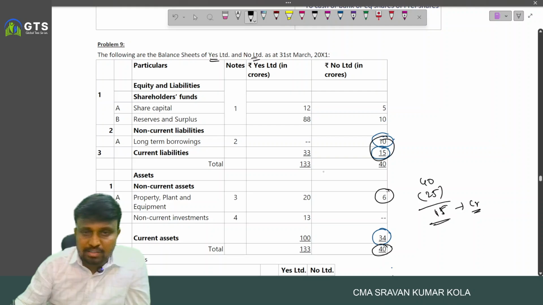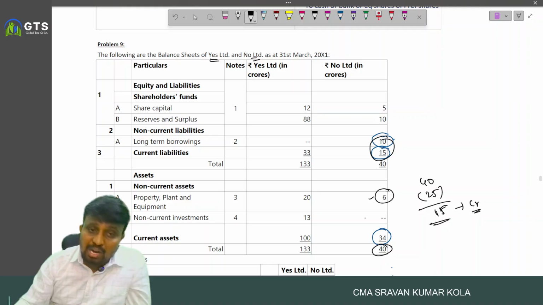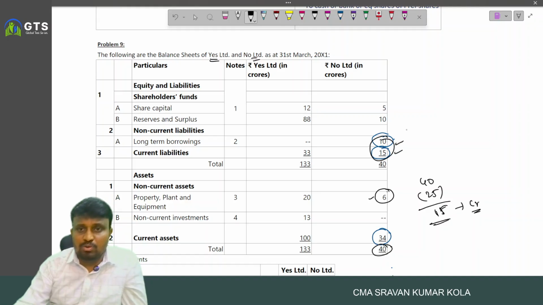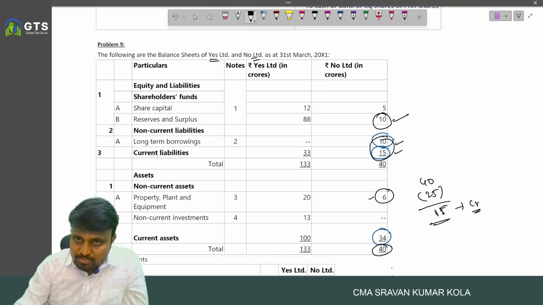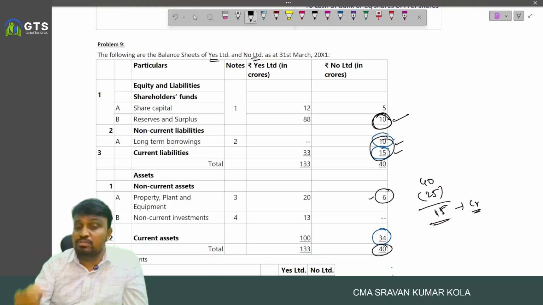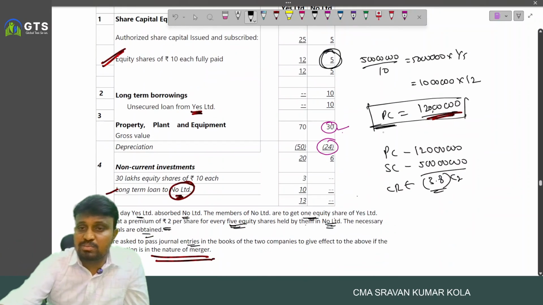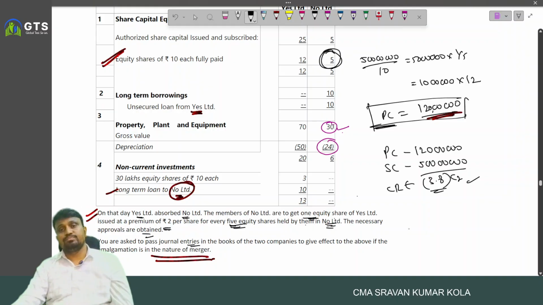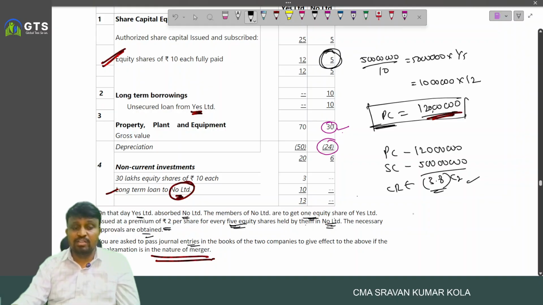What is the entry to be recorded? PP account debited and current assets account debited. To provision for depreciation, to current liability, to long-term borrowings, to reserves and surplus, to business purchase 1.2, to capital reserve. How much amount is that? 3.8 crore. Okay.